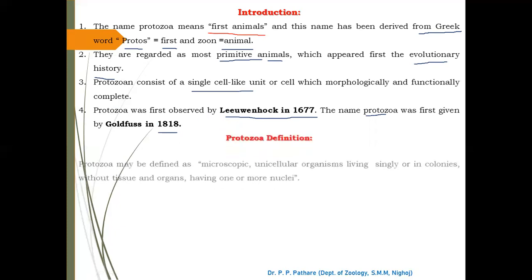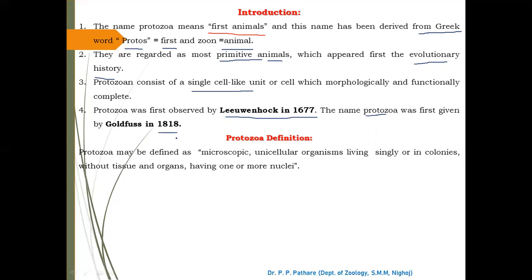Next point that is very important, definition of protozoa. The definition of protozoa is simply derived. The protozoa is defined as a microscopic unicellular organism. Microscopic means it is very small in size. If you want to study any protozoans, you always require the microscope for observation and study of the unicellular organism.